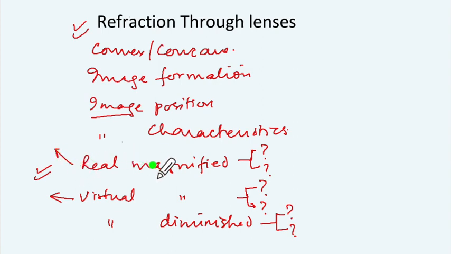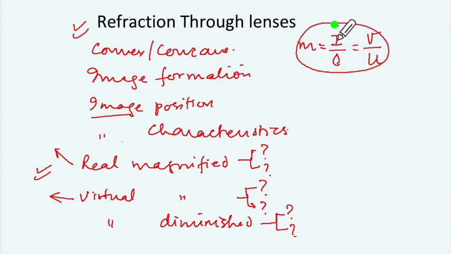All these things are important things, and after that you need to also know what is magnification. Magnification is height of the image upon height of the object, and also it is the image distance upon the object distance. Now you need to know also your sign convention.